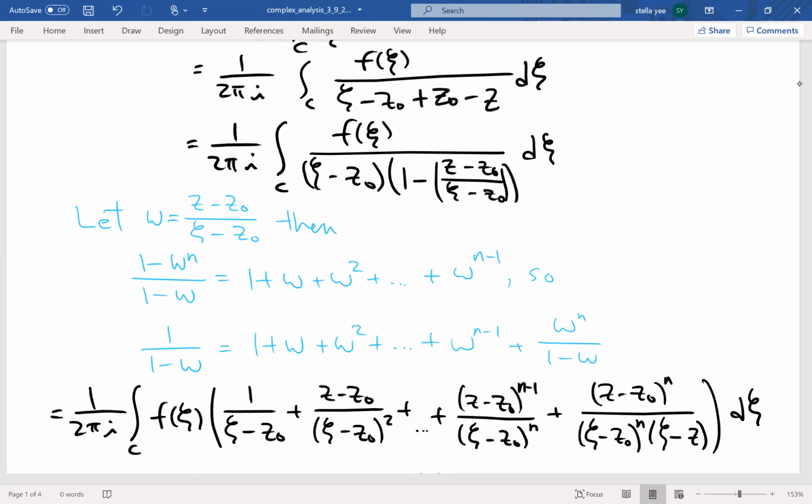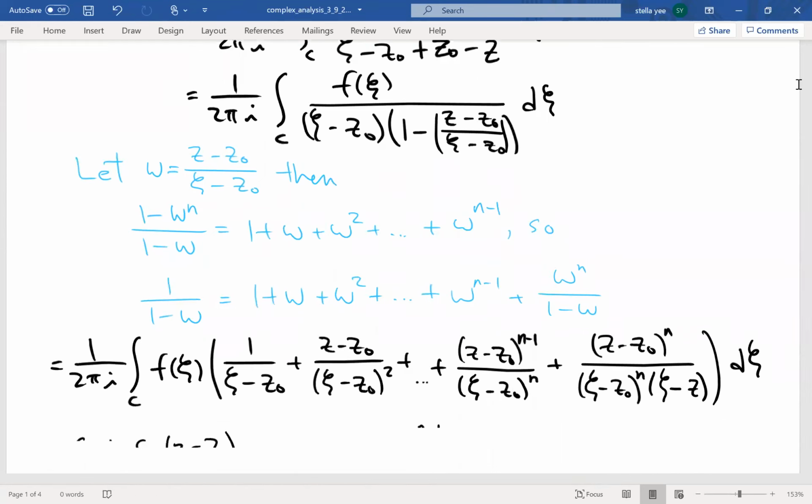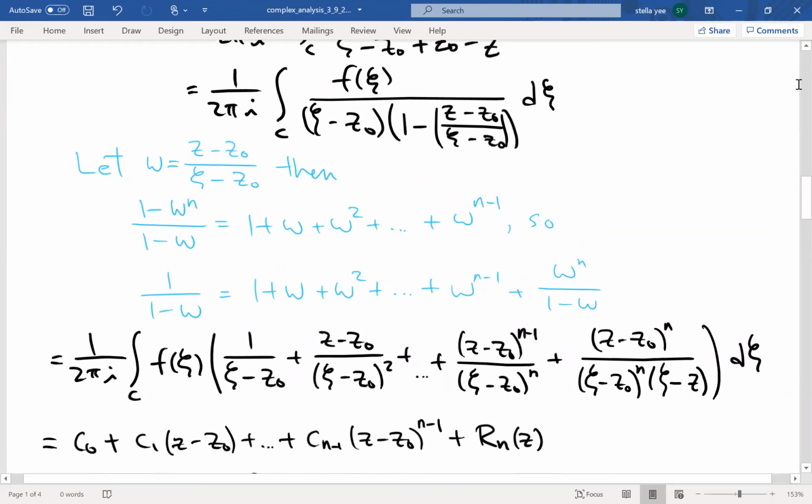If I take this negative w to the nth over 1 minus w on the left-hand side and add it to bring it to the right-hand side, that's what we have here. So 1 over 1 minus w, that's this part. I'm going to rewrite this as a sum of these powers. All right, so the next line is going to be super ugly.